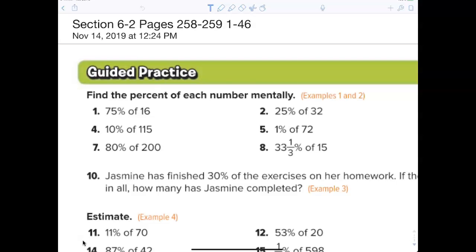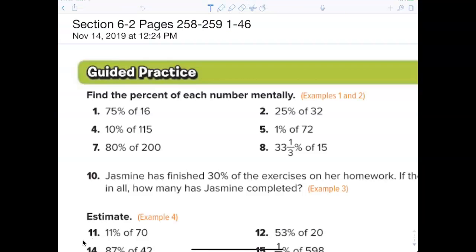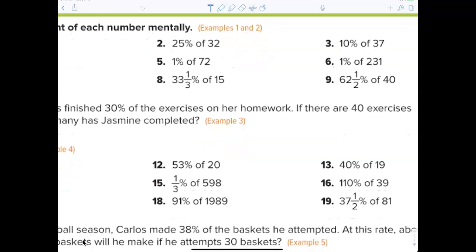If you're not sure, speak up. I don't want to waste time. I don't want to waste any time. So now, here we go. Let's look at number 3.